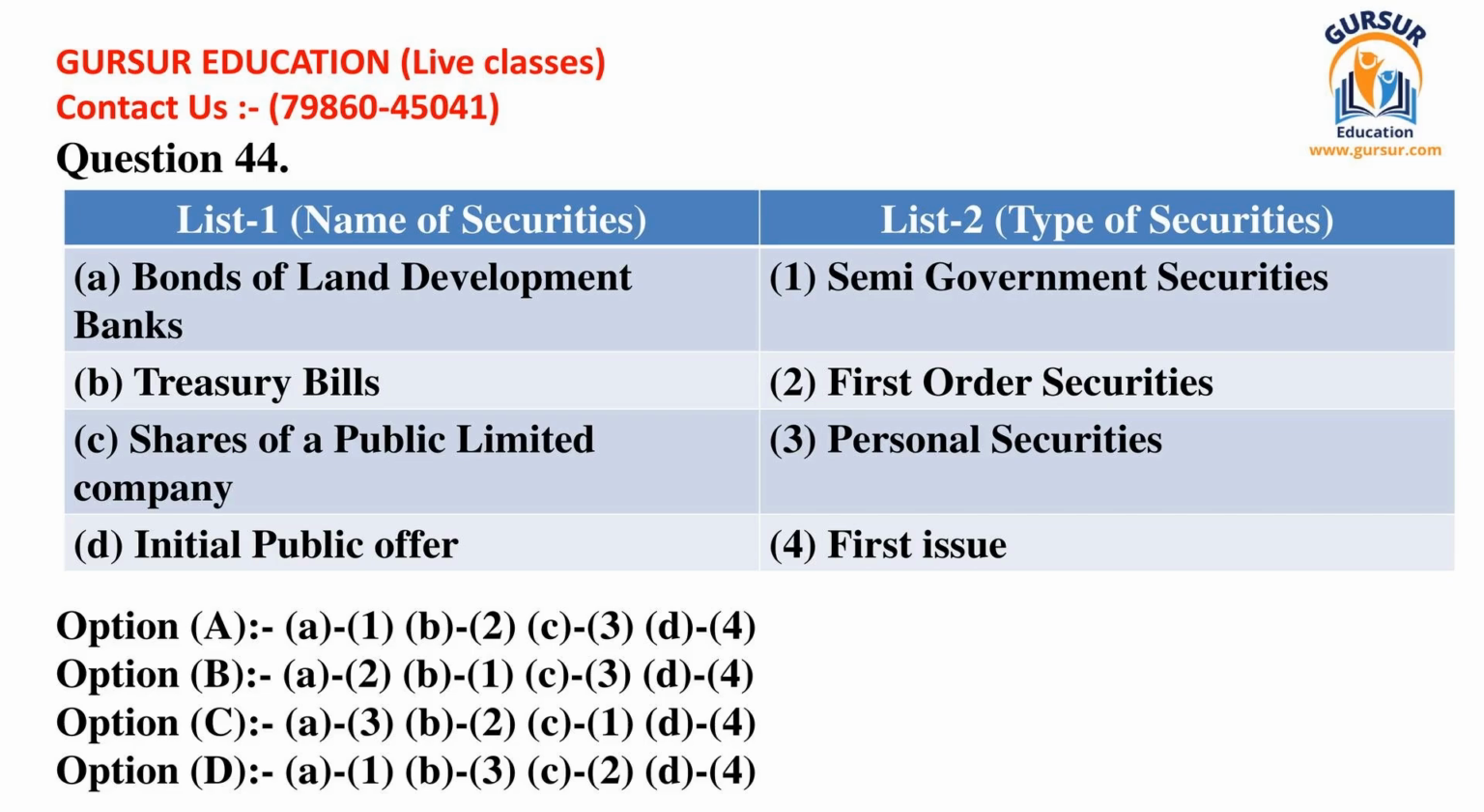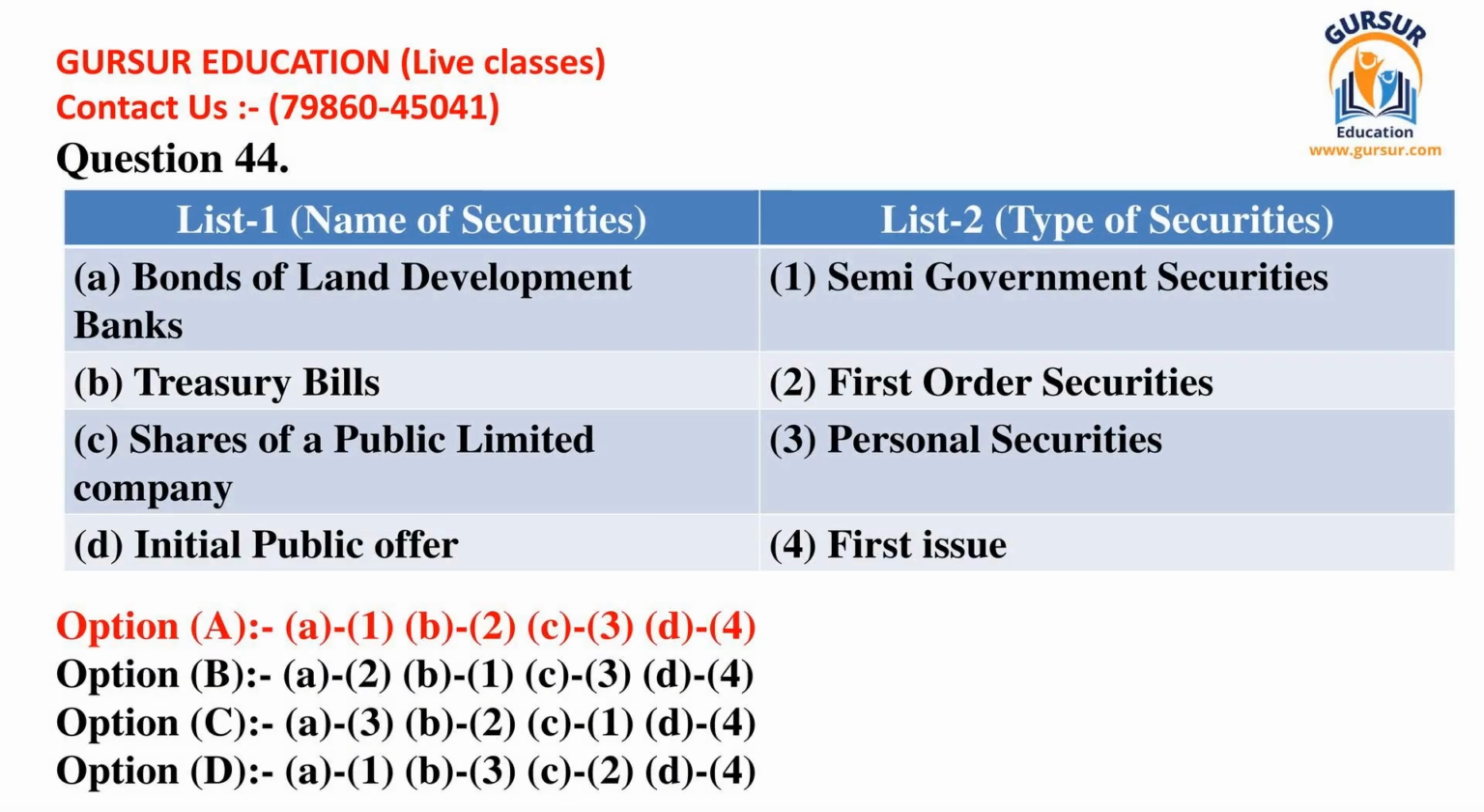The list 2, type of securities, contains the following items. 1. Semi-government securities. 2. First-order securities. 3. Personal securities. 4. First issue. Below are given the options with different matches. You can pause the video and choose the appropriate answer. The right answer of the question is option A. We suggest you to pause the video to analyze and learn the correct combination.